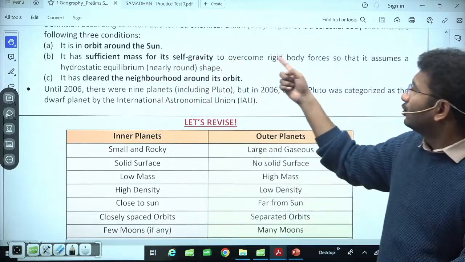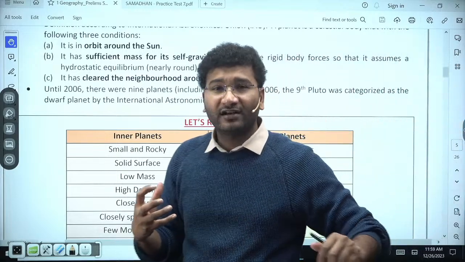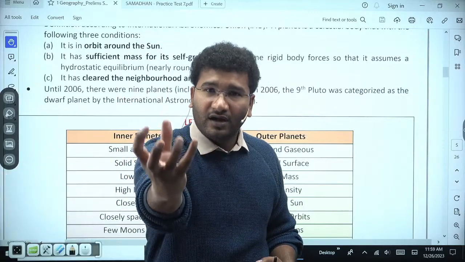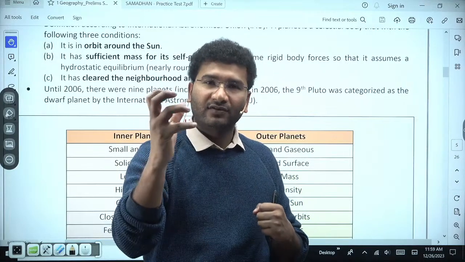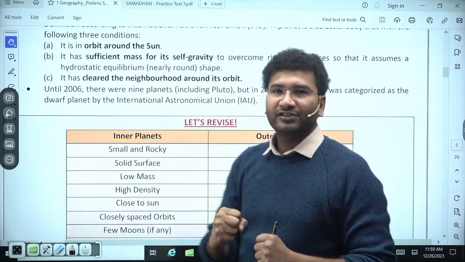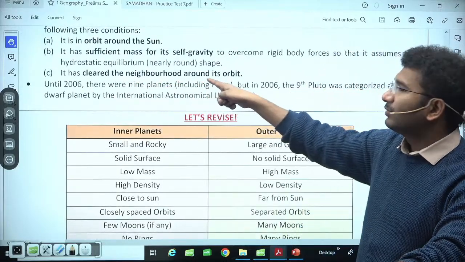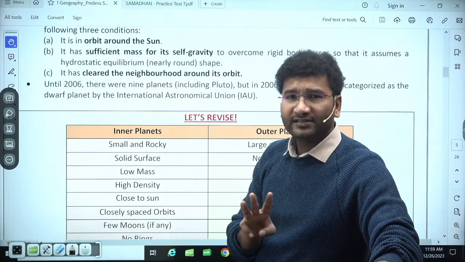So that particular condition is that it should have sufficient mass for its self-gravity. And second, to overcome the rigid body forces. Now, what are these rigid body forces? Rigid body forces are nothing but those bodies that are moving around. Agar if they are coming and hitting it hard, that is your rigid body force. That force को withstand करने का potential होना चाहिए. Next, it has cleared the neighborhood around its orbit. ये तीन conditions अगर आपके पास है, that is called a planet.